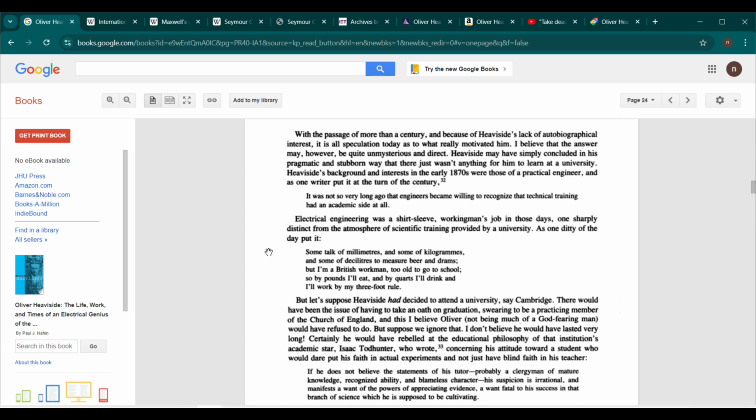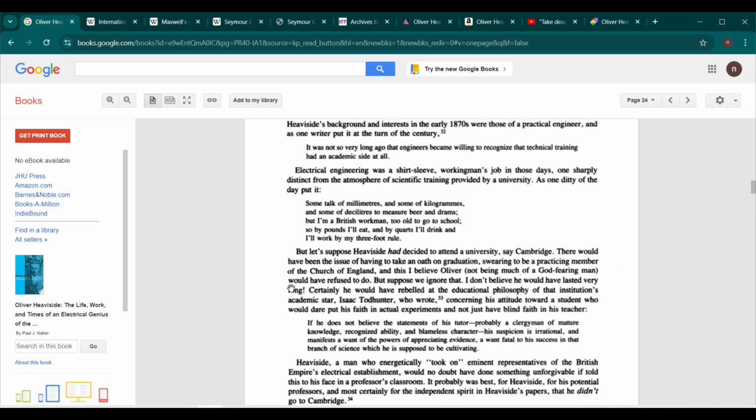As one ditty of the day put it, some talk of millimeters and some talk of kilograms, and some of deciliters to measure beer and drams. But I'm a British workman, too old to go to school, so by pounds I'll eat, and by quarts I'll drink, and I'll work my 3-foot mule.